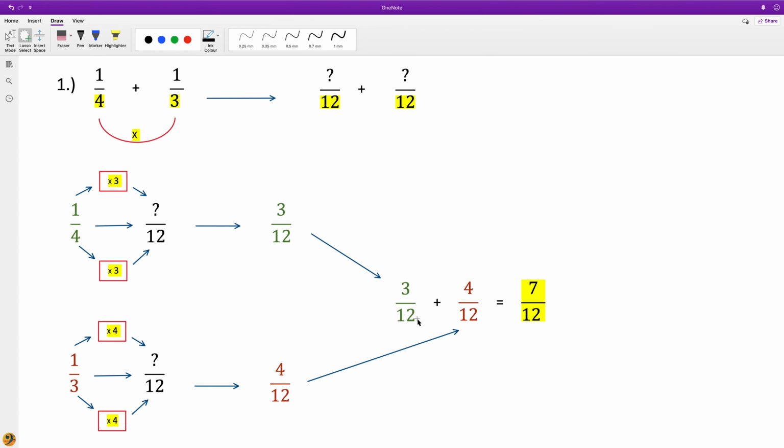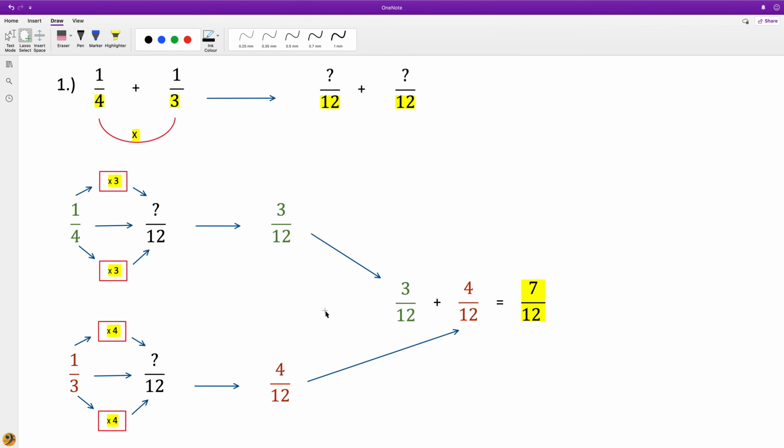Because our denominators are now the same, we can just go ahead and add the numerators together. So it simply becomes 3 plus 4, which gives us 7. This is all the working out that you would show to get maximum marks for this type of question. So our original expression of 1/4 plus 1/3 is converted to 3 twelfths plus 4 twelfths, which gives us 7 twelfths.